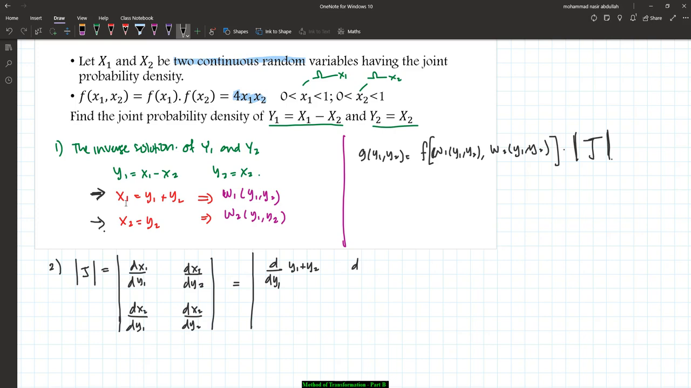So dx1, the first old variable, with respect to the second new variable, y1 plus y2. This is our first old variable, easy to remember. This is the second old variable. What is inside is the new variable. Okay, next, second row, the second old variable y2 with respect to the first new variable, and the second old variable with respect to the second new variable.